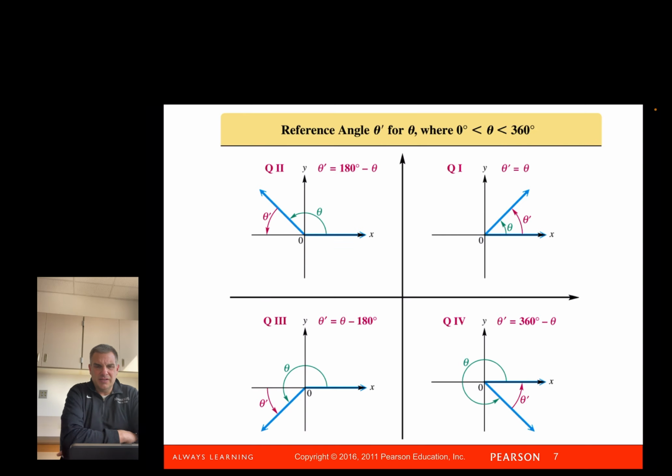So here's a nice little table for how you calculate it in different quadrants. If it's in quadrant 2, you're going to go 180 minus theta. If it's in quadrant 1, it's just theta. If you're in quadrant 3, it's theta minus 180. And if you're in quadrant 4, it's 360 minus theta.